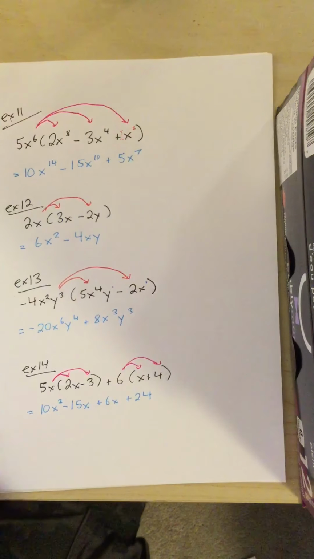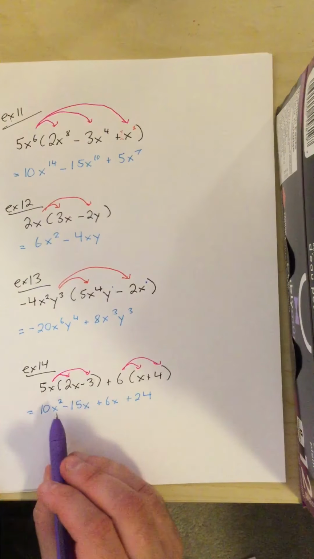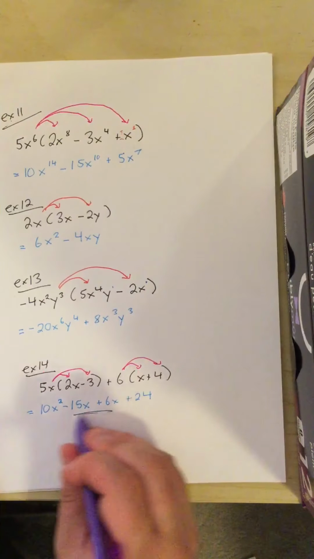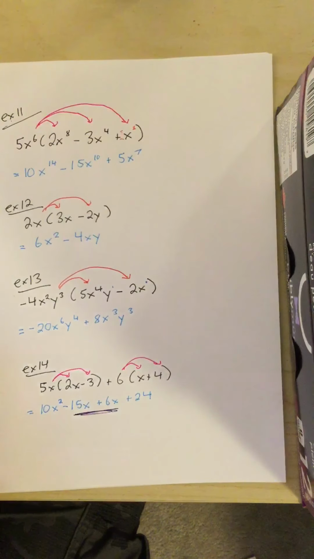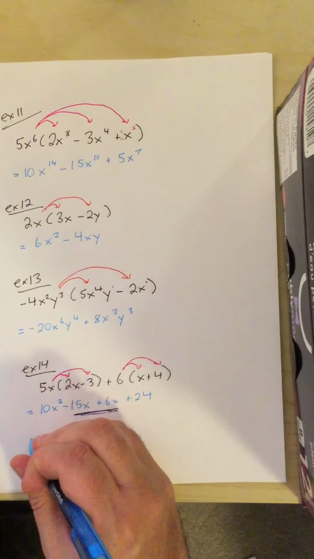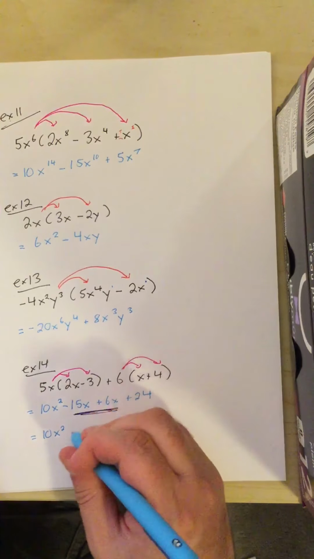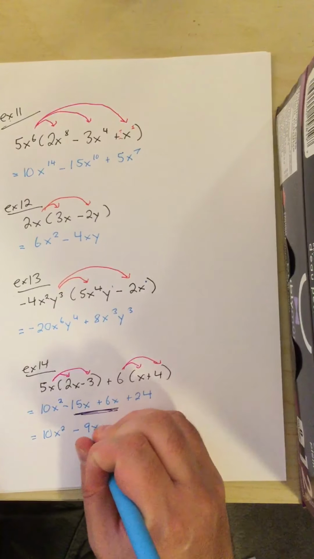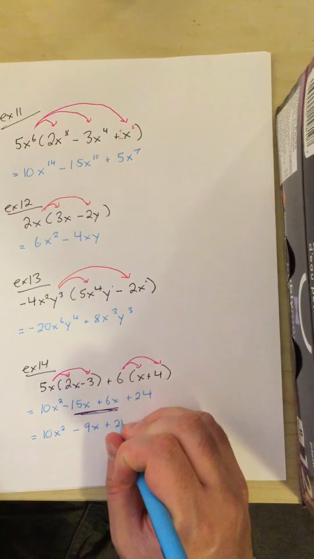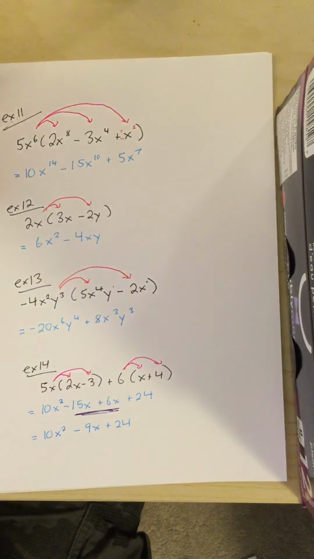So now what we have to do is we have to collect like terms. And x squared and x are not like terms, but these two are definitely like terms. So this would become 10x squared minus 15 plus 6. You could type it in the calculator, but it turns out to be minus 9x plus 24. And that's that.